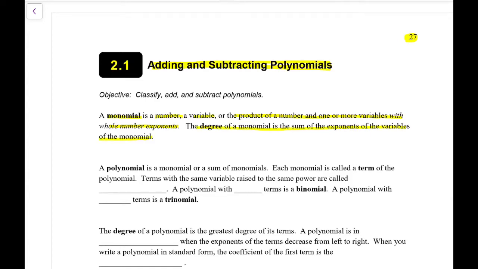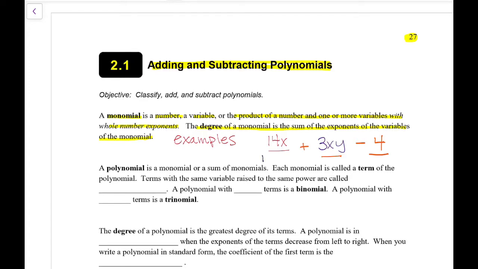The degree is the sum of the exponents of the variables. So let's go ahead and look at some examples of monomials. One example of a monomial would be 14x. 14x all by itself is a monomial because it's one term. Another example would be 3xy. All three of those are being multiplied together, but on its own, it's a monomial. The number 4 could also be considered a monomial because it's just one thing by itself. If we put pluses and minuses in here, suddenly this becomes a polynomial where we have multiple terms put together.